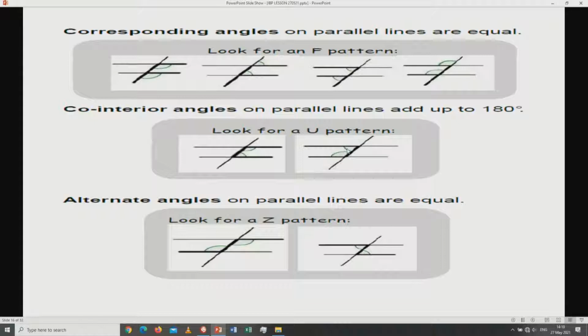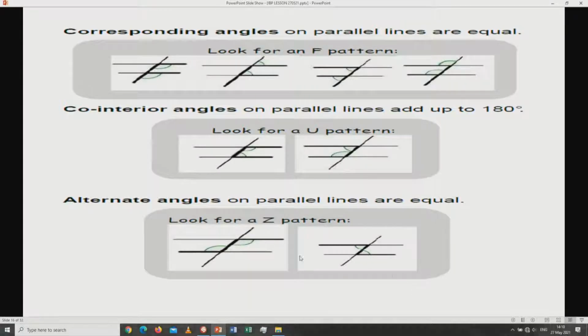Co-interior again, there are two angles between these parallel lines, but on the same side of a transverse. That is referred to as co-interior, and they add up to 180 degrees. Co-interior angles, when you add them up, give you 180 degrees.